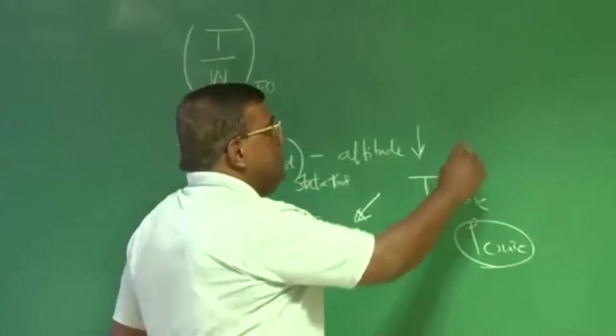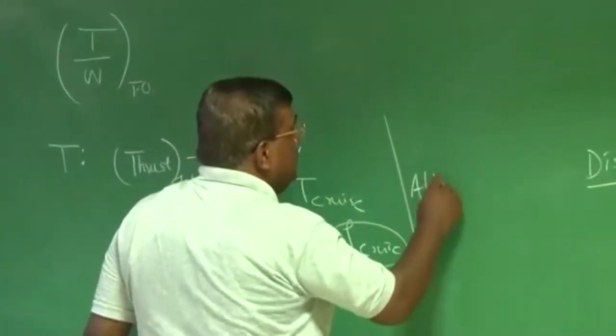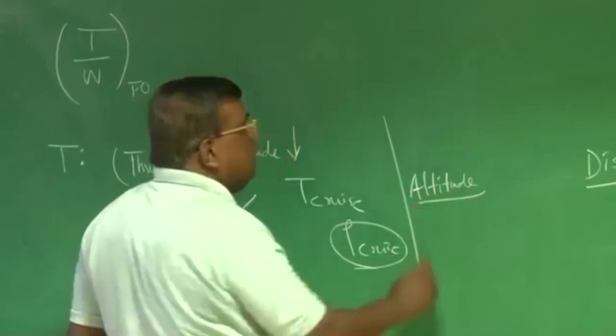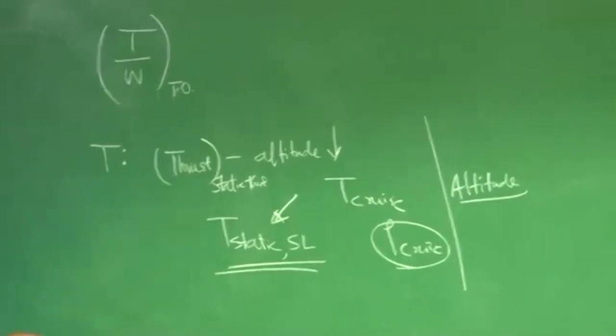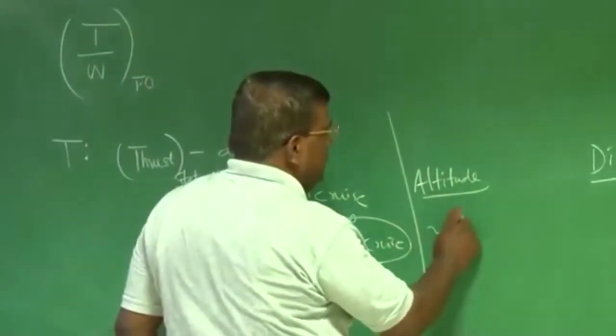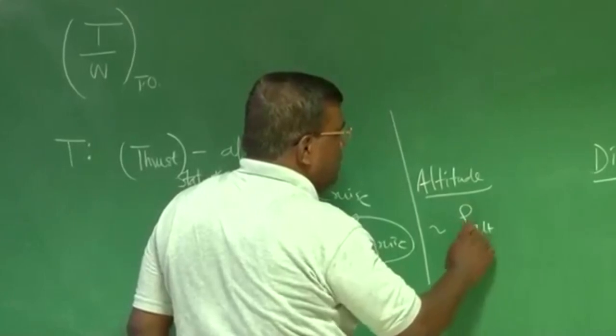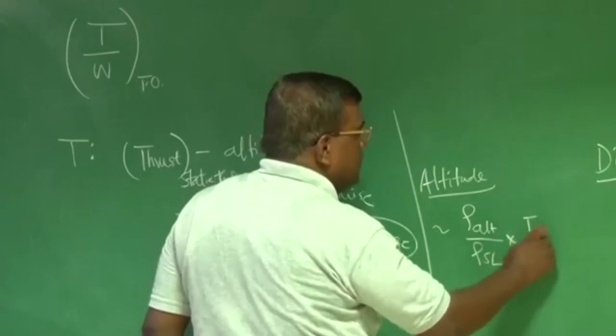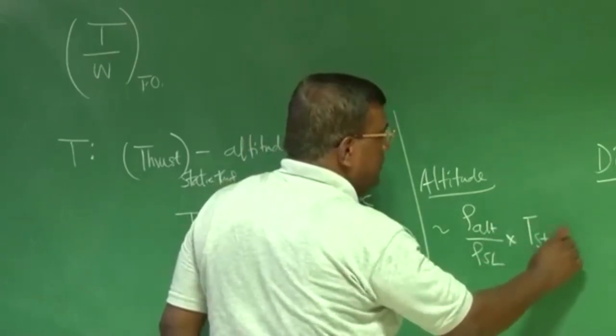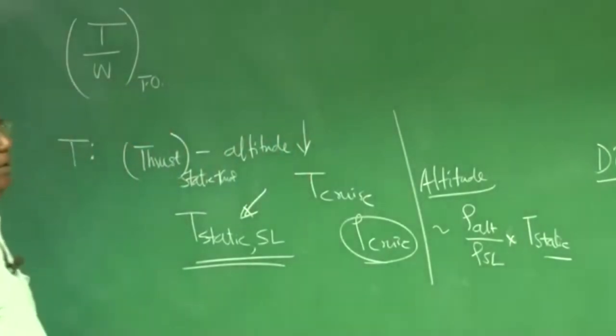This is the altitude effect. A similar thing is true for power from a propeller driven engine as well, directly proportional to the density. As density reduces, thrust available and power available also reduce. Mostly it is not a bad approximation: multiply the static thrust or static power by rho at altitude by rho at sea level, and you will get the value at that altitude. This is a general guideline.